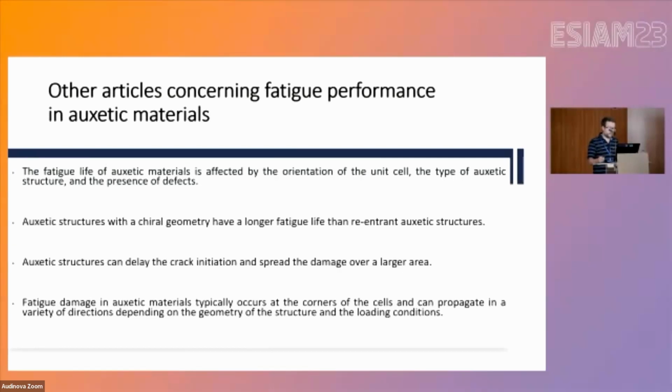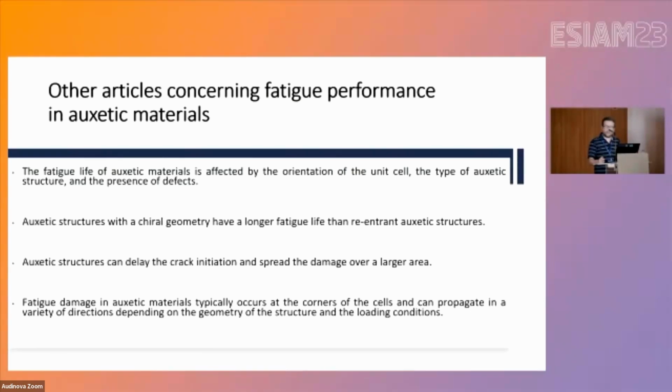So adding the conclusions from these works to the other ones, you can also add that the orientation of the unit cell, as well as the type of auxetic structure and the presence of defects, in this case in the metal, could also improve the fatigue life of the material. And some works also concluded that chiral geometry had better fatigue life compared to re-entrant structures.